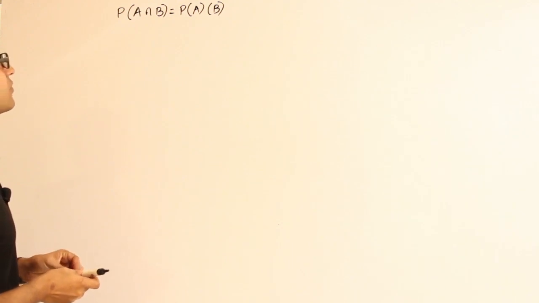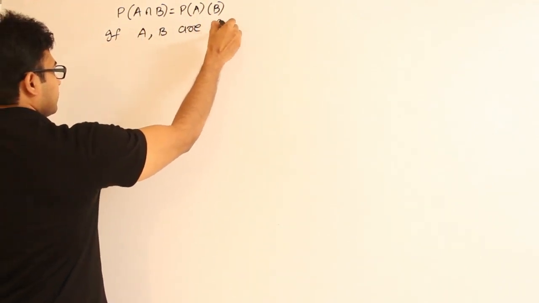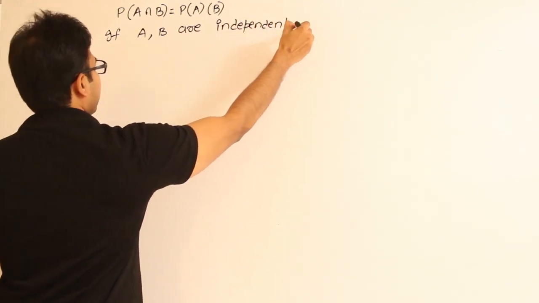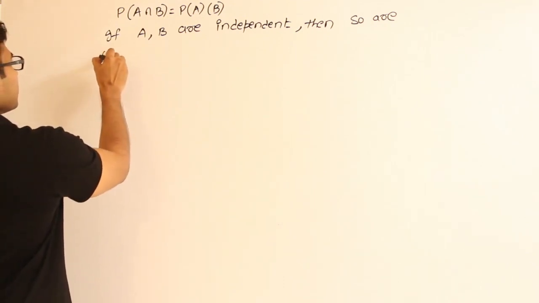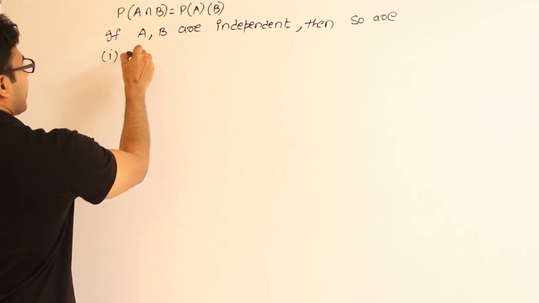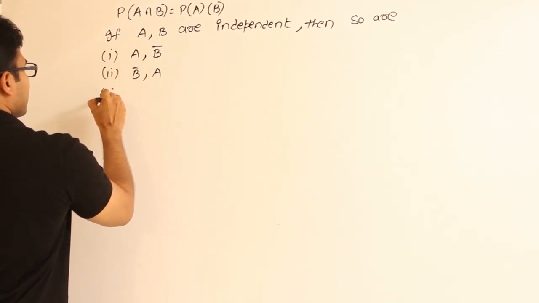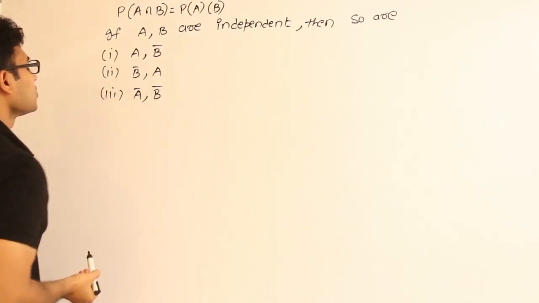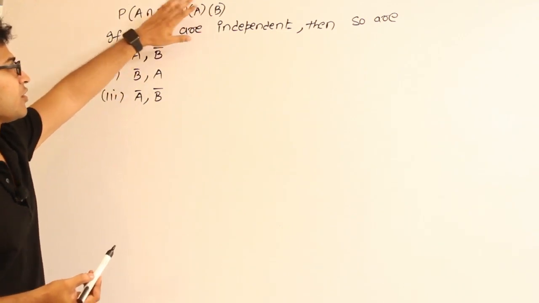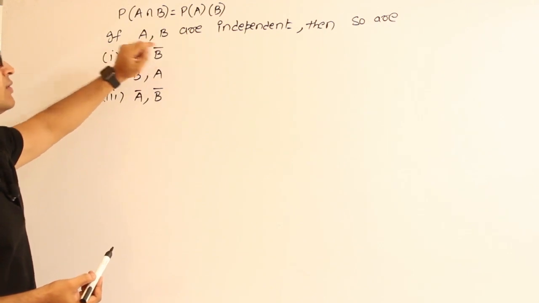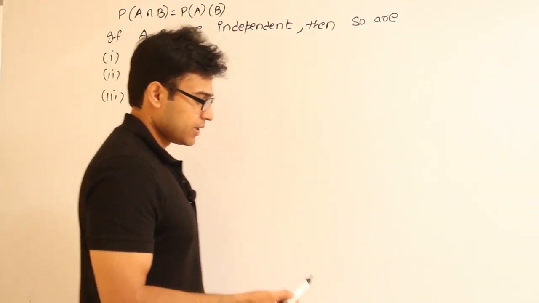So if A and B are independent, then what I mean to say is: if A, B are independent events, then A, B complement; B complement, A; and A complement, B complement are also independent. So if you somehow found out that A and B are independent events, we know that P of A intersection B is P of A into P of B. If A and B are independent events, then A and B complement are independent, B complement and A are independent, as well as A complement and B complement. That is what I mean to say.